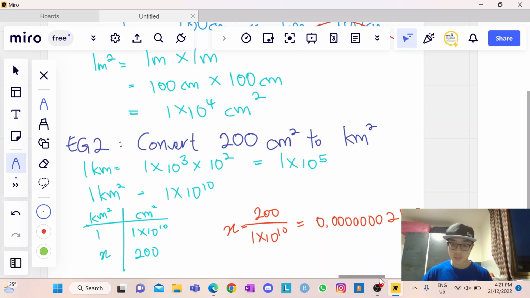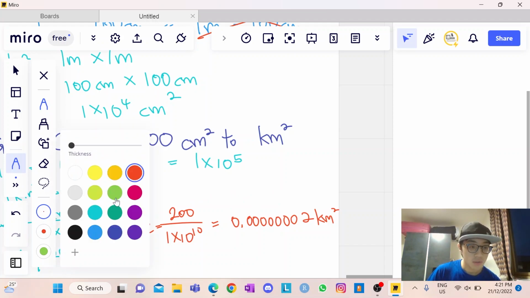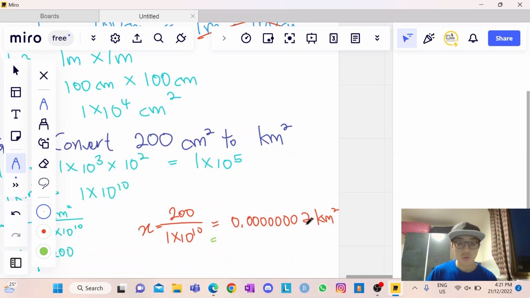Not sure if you can see it. It's somewhere like this. So this is the answer. And if you'd like to double check, 1 km is 1000 meters.